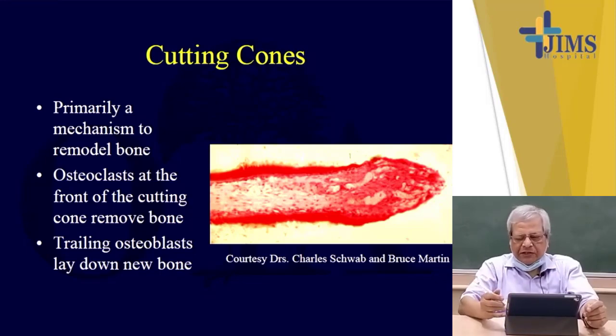What happens in a fractured area, in the fractured surfaces, due to the trauma, these bones die. About 2 millimeter of bone on each side dies. And these 2 millimeter of bone have to be removed by these osteoclasts so that osteoblasts lay down new bone. Unless those dead bones are removed, this next step, bone formation, does not occur.